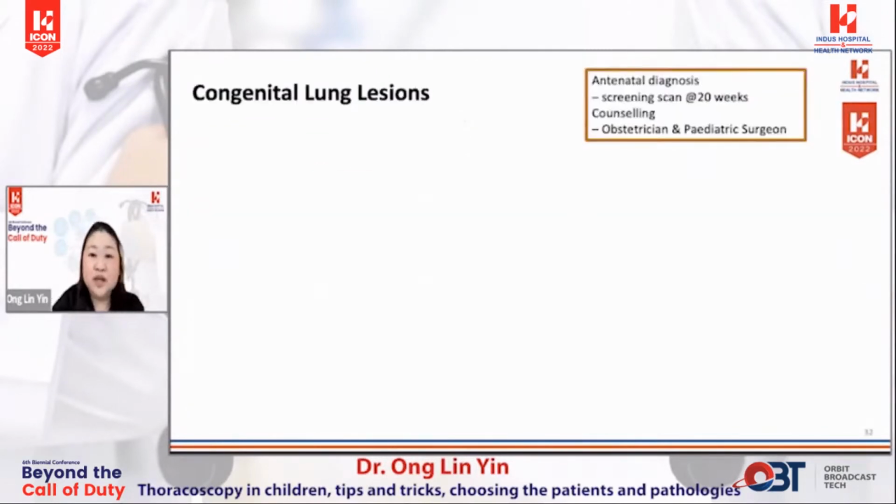We move on to congenital lung lesions. The majority of our patients with congenital lung lesions actually have an antenatal diagnosis because of our very good antenatal screening. And this is usually detected during the screening scan at 20 weeks. The fetus is monitored for risk of hydrops.